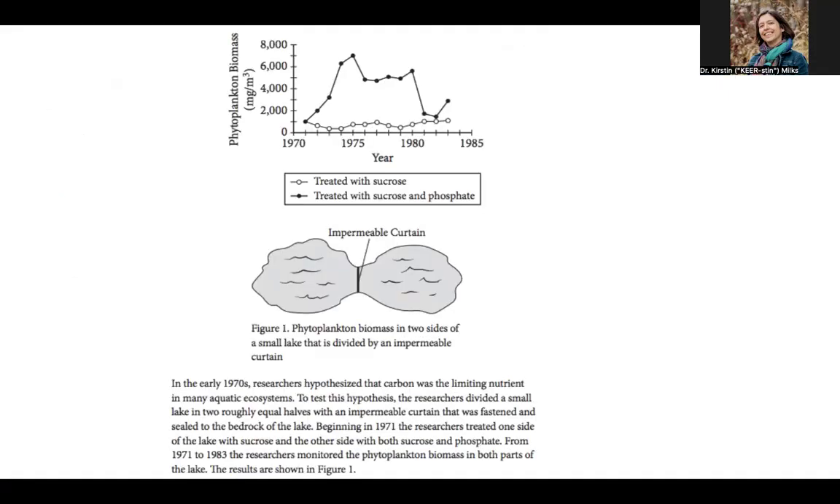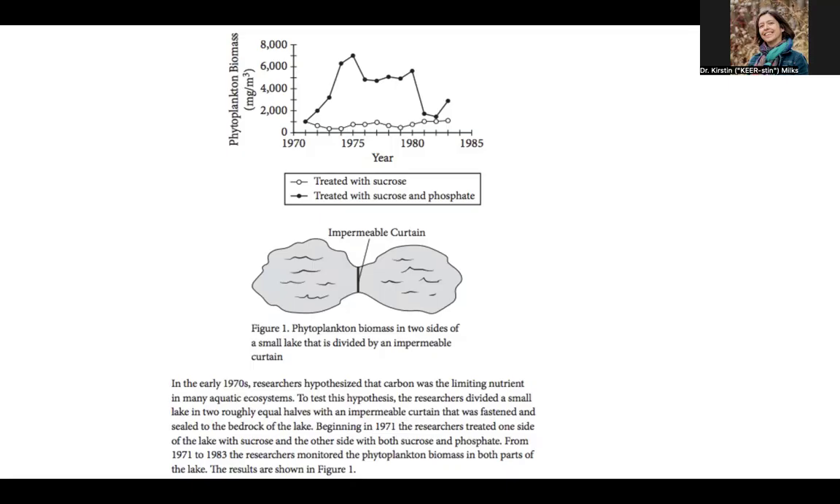And so I want to show you, it might be hard to see. You might be able to zoom in on YouTube, but I'm just going to talk through this. So you're looking at a graph, a diagram, and some text. The x-axis says year from 1970 to 1985. The y-axis says phytoplankton biomass in milligrams per cubic meter, and it goes from 0 to 8,000. There are open circles and closed circles. The open circles say treated with sucrose, and the closed circles say treated with sucrose and phosphate.